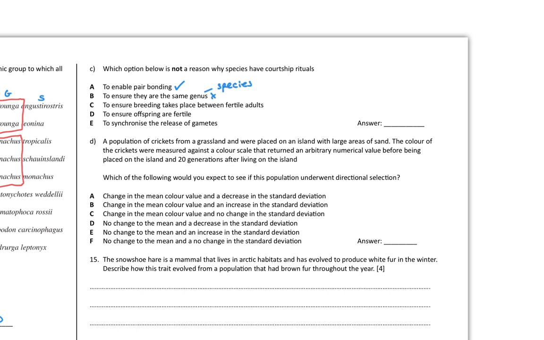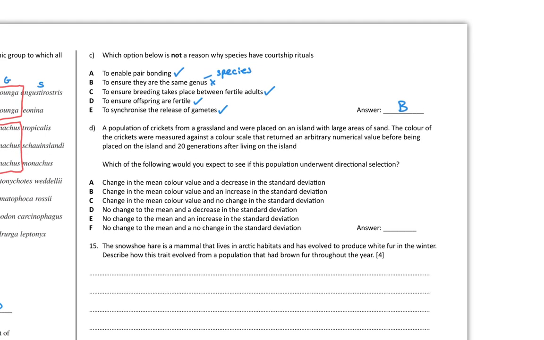Well, let's read them through in case there's a better wrong answer. To ensure breeding takes place between fertile adults. Yeah, because sometimes you don't want to mate with a juvenile who's not fertile yet, who just looks like an adult. To ensure offspring are fertile. Yeah, because that's when members of the same species produce fertile offspring. And to synchronize release of gametes. Yeah, if you're aquatic or something, you need to make sure that you're releasing gametes at the same time. So yeah, it's definitely B. So that word genus, it should be species, and then there'd be none wrong if it said species.